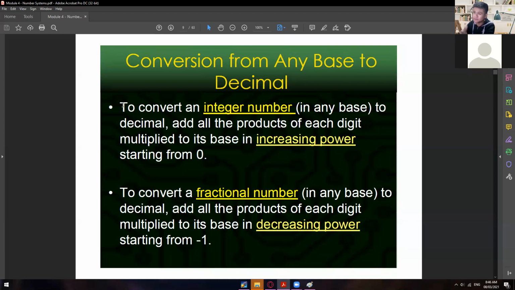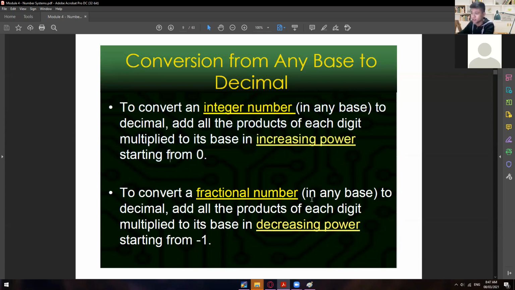We have here the rules on how to convert any base to decimal. When I say any base, it's covered by binary, octal, hexadecimal, or any base. To convert an integer number in any base to decimal, just add all the products of each digit multiplied by its base in increasing power starting from 0. This one is only for integer numbers, so we have an increasing power starting from 0: 0, 1, 2, 3, 4, 5 onwards.